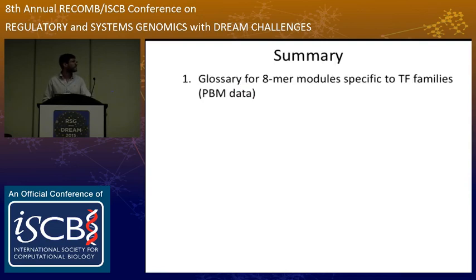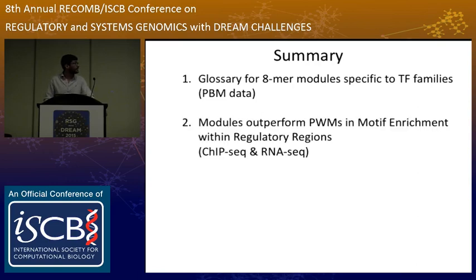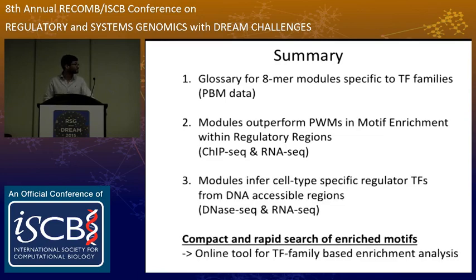further studies. So in summary, what I presented to you today is this minimal glossary of 8-mer modules specific to transcription factor families, and this is based on in vitro PBM data. And the modules, in agreement with the DREAM5 challenge, outperform position weight matrices in motif enrichment, and especially they are both more specific and more sensitive for the different kinds of binding.